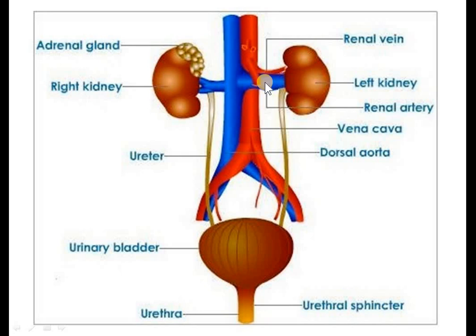So this blue color is the renal vein, this is the left kidney. Then this red color artery is the renal artery. This is the urinary bladder and this is the urethra. In between the urinary bladder and urethra there is one urethral sphincter. We are going to discuss that one by one, don't worry. It is just an overview of your urinary system.